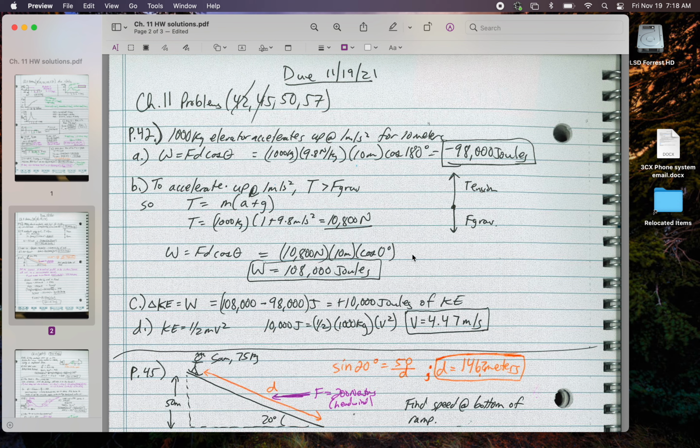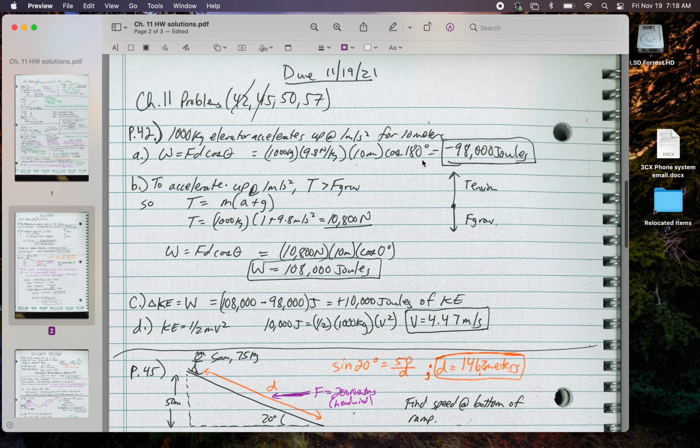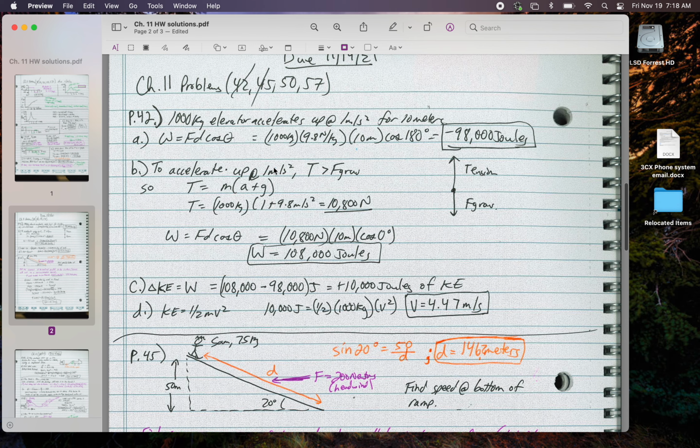In this case, you've got an elevator. I think it's being pulled upward at 1 meter per second squared for 10 meters. So the work done by gravity is going to be negative because gravity acts down, but the direction of motion is upward. So you could either recognize that that's negative or put a cos 180 there, since the direction of motion is opposite the direction of the gravitational force.